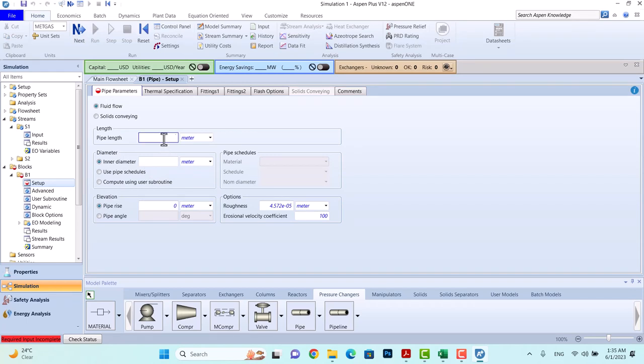Pipe length, as I stated, based on the criteria in the table, because we need to perform the calculation related to pressure drop, and the pressure drop in that table was stated in bar per kilometer, so 1000 meters. Of course I can change it to different units, but here just keep it simple. Diameter, use inner diameter, use pipe schedules, or computing using user subroutine. I use pipe schedules. Material is carbon steel. Schedule is 10. We don't have any standard here, so 10 is similar to STD or standard.